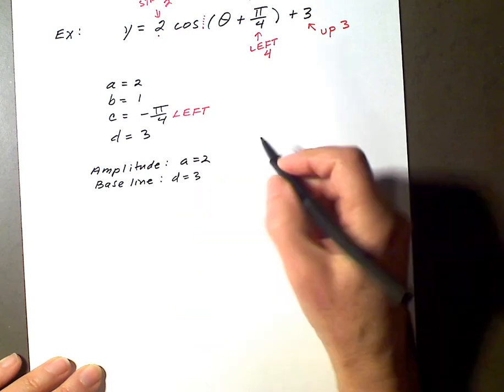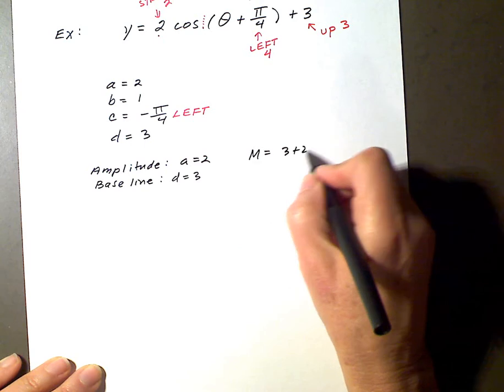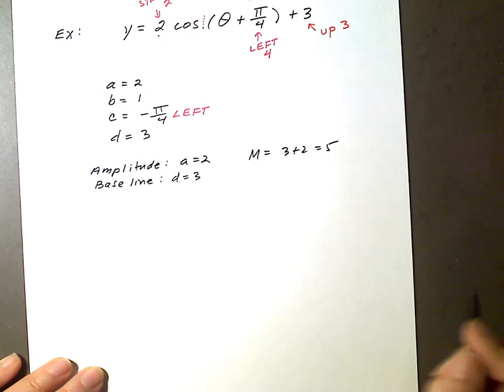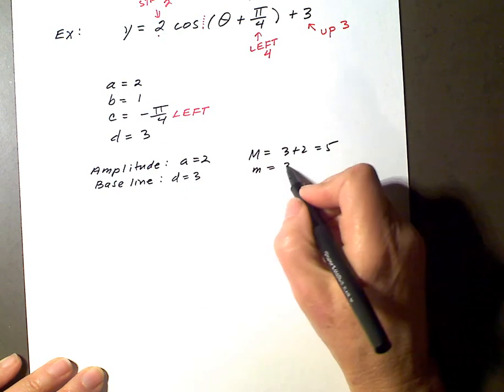So the maximum value is, if I start at 3 and go up by 2, the top of the graph will be at 5, and the minimum value would be if I start at 3 and go down by 2, at a positive 1.